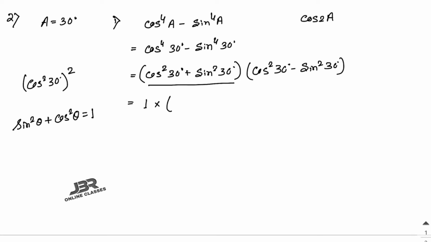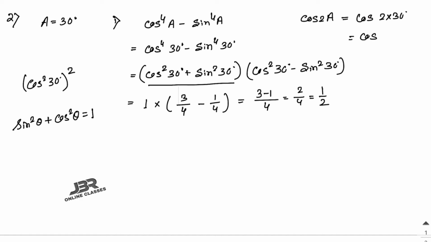Now cos 30 means root 3 by 2, so square means 3 by 4. Then minus sin square 30, that means 1 by 4. So here 4 is the LCM, so 3 minus 1, that means 2 by 4, and that one equal to here half. Now here cos 2a, cos 2a means cos 2 into 30 degree, that means here cos 60 degree. And cos 60 equal to half. So LHS is equal to RHS. It's proved or verified.